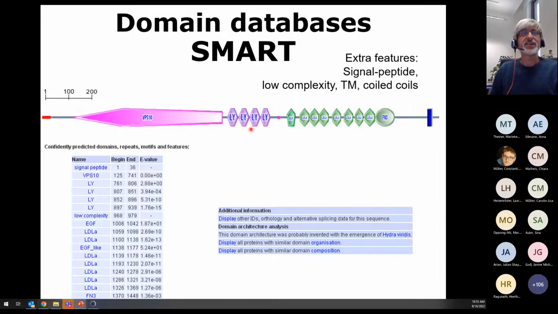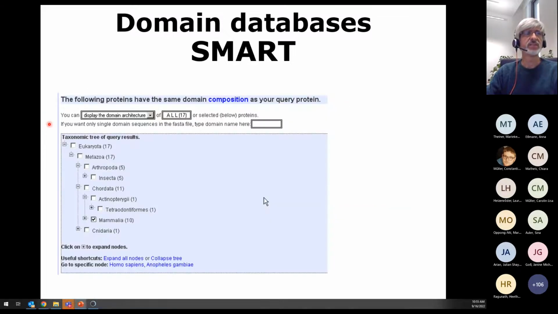Then there are 4 instances of a domain over here. You see it's much smaller. Then there is another here, and so on. Depending on the database, they will do other things like predict a transmembrane helix. There is, I think, a coil here, and a signal peptide here. So depending on the database, you will have other features that are calculated.